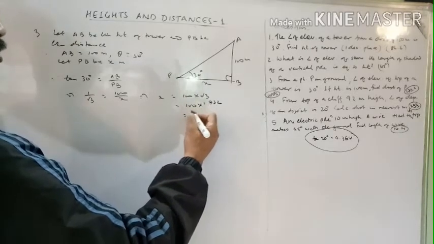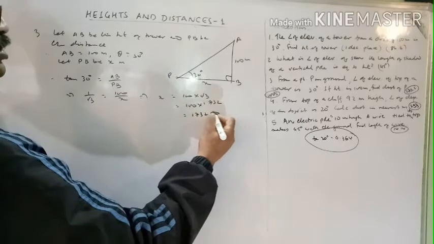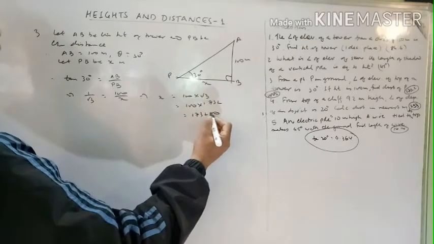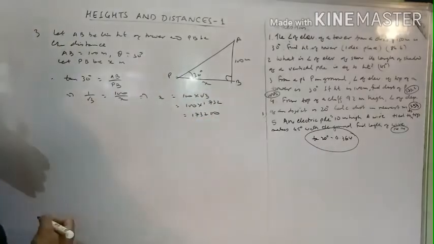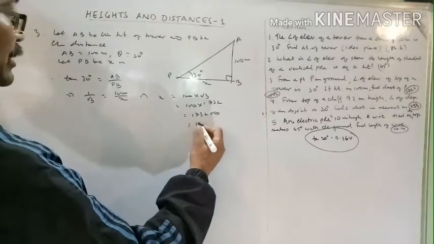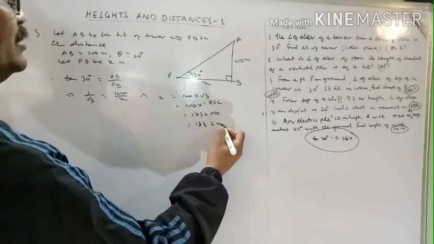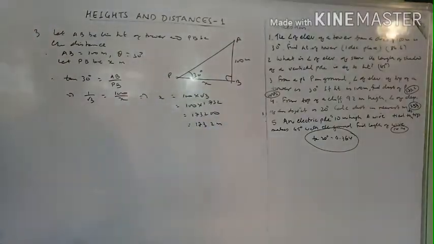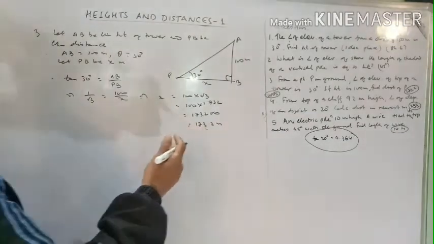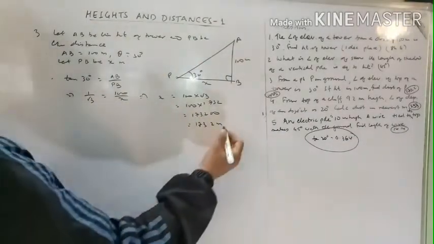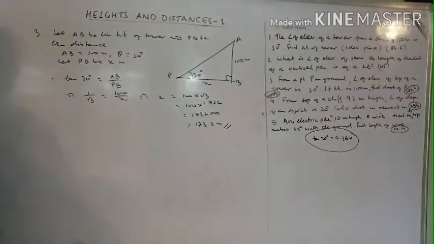1.732. So you get 1.73200. Decimal is before 3, so 173.2. So 173.2 meter. It doesn't say correct to any number of places after decimal, so we can leave this as the answer.